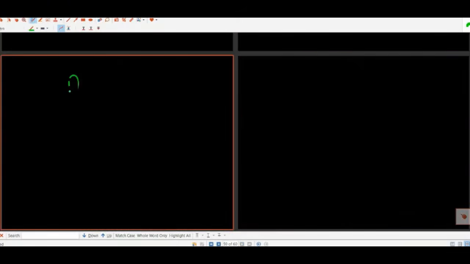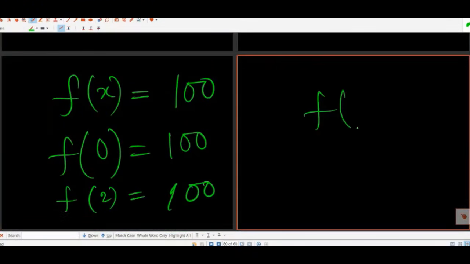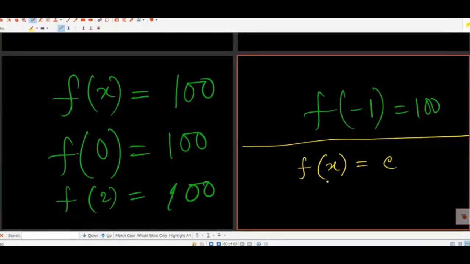So suppose now in short, if you have f of x equal to, let's say 100, and you input 0, what will be the result? Since it is constant, 100. If you input 2, it will be again 100. If you input -1, it will be again 100. So in general, if f of x equals c, no matter what the input is, you will always get c. Suppose we input a, it will be c. If we input 0, it will be c. Directly you can think about it.